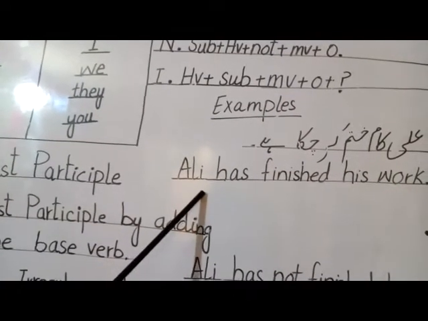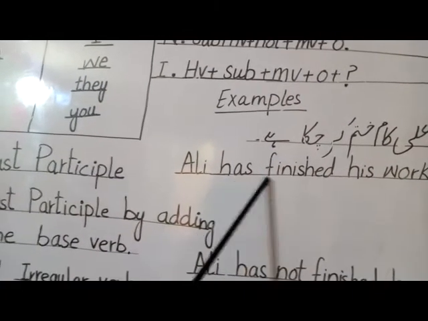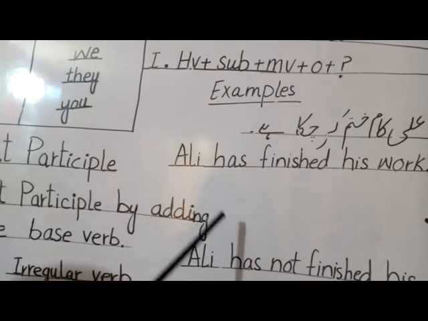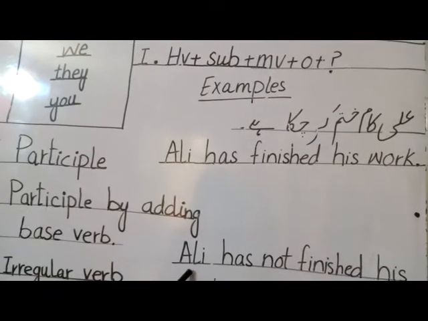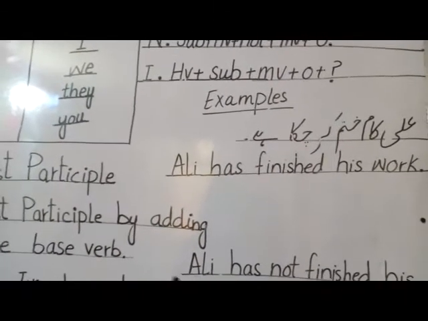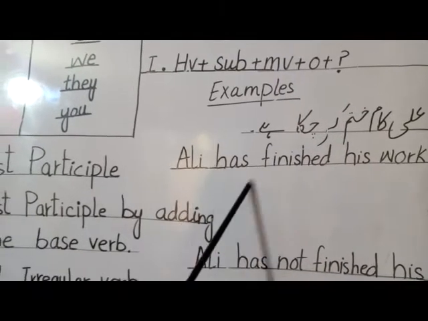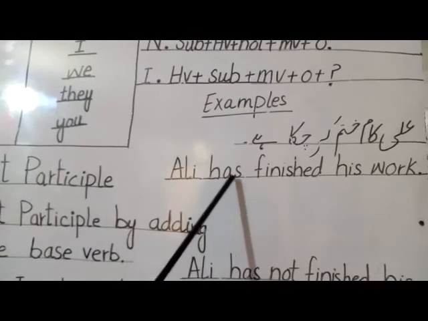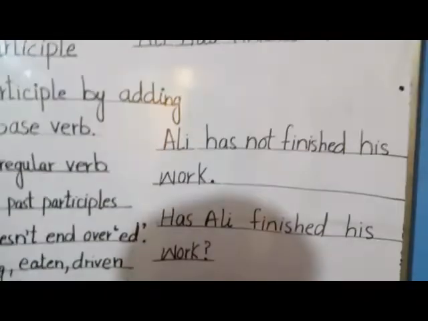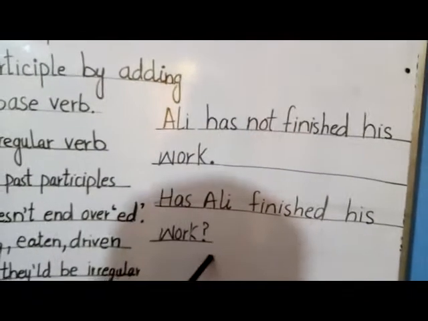If we have to make its negative sentence, we will simply put not after the helping verb has that we have used here. So the negative sentence would be Ali has not finished his work. If we have to make its interrogative sentence, we will put the helping verb has, used in this sentence, at the start of the sentence: Has Ali finished his work? Then we will put a question mark at the end of this sentence.